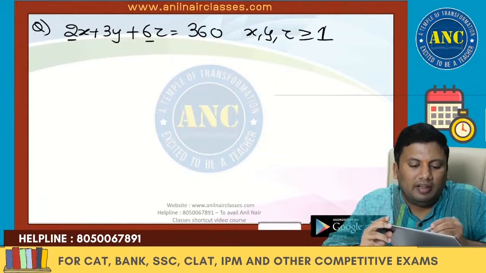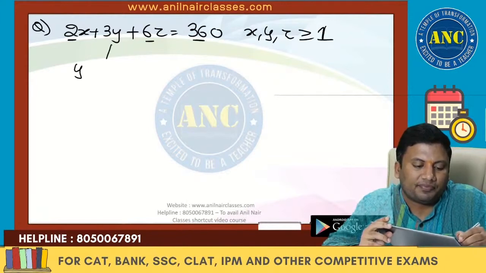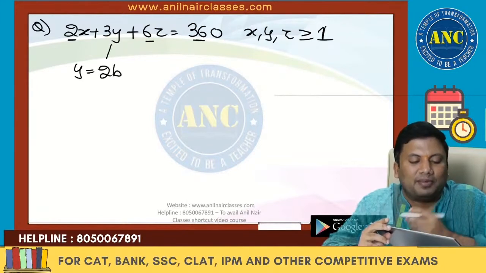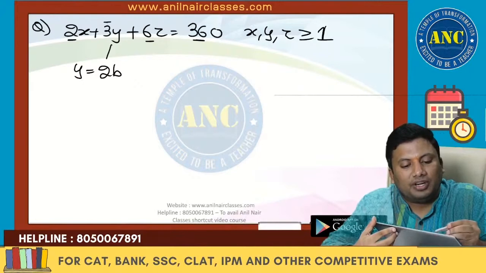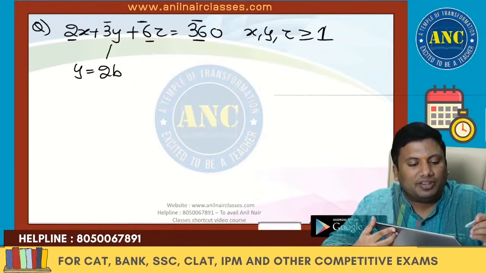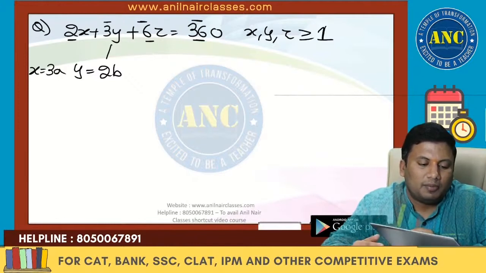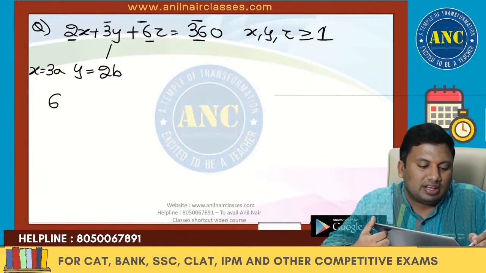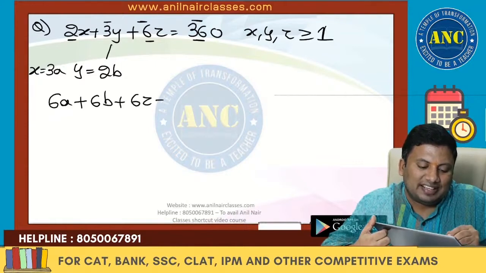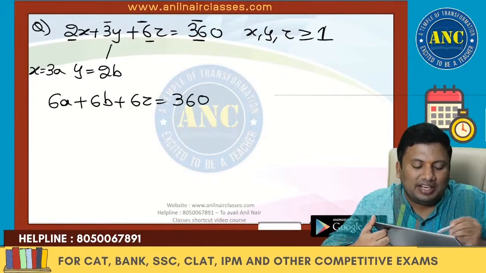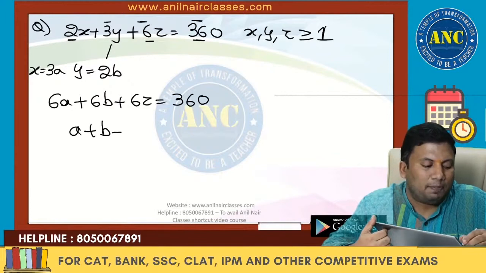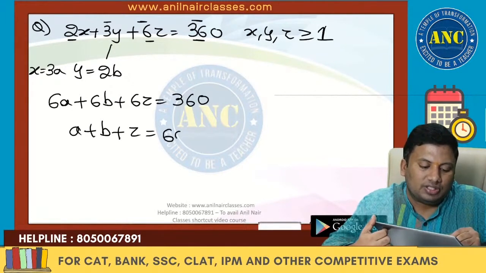Even number, even number, even number. Y will be an even number. Multiple of 3, multiple of 3, multiple of 3. X will be a multiple of 3. So, this is nothing but 6a plus 6b plus 6z equivalent to 360. A plus b plus z equivalent to 60.